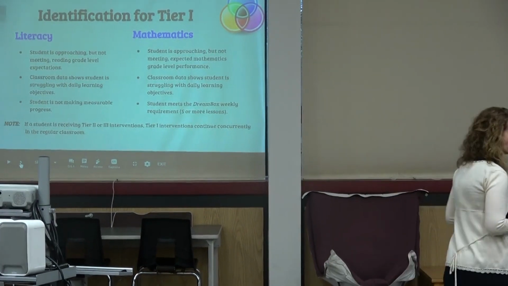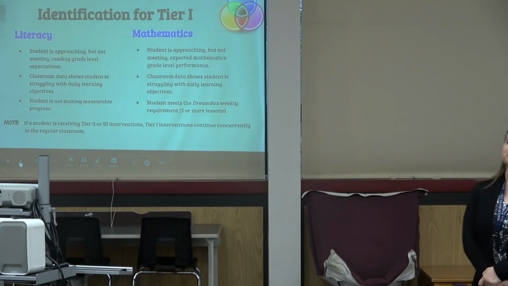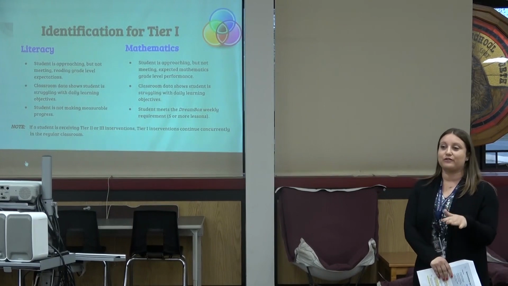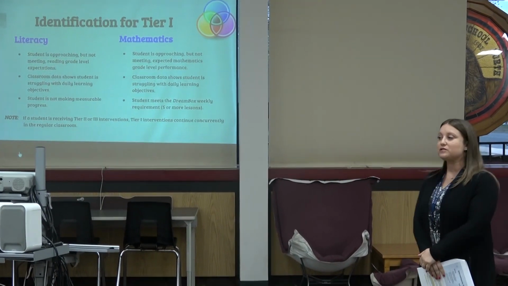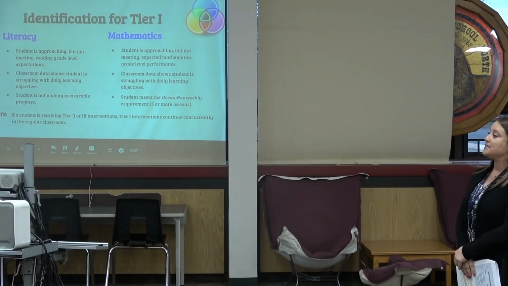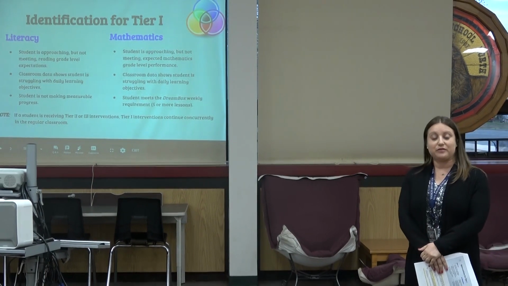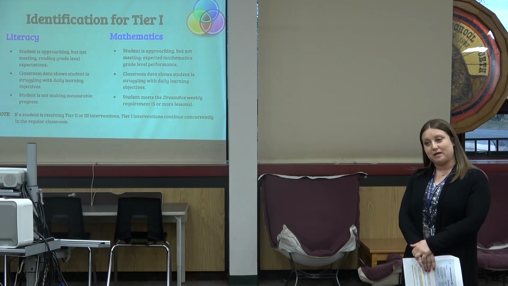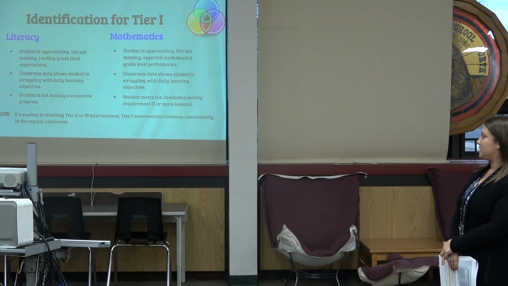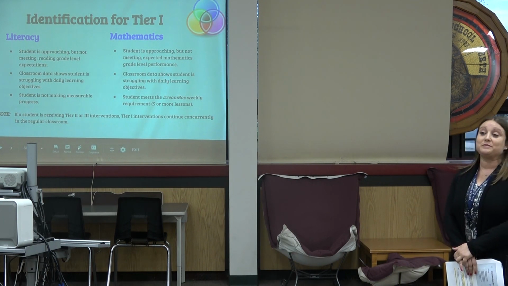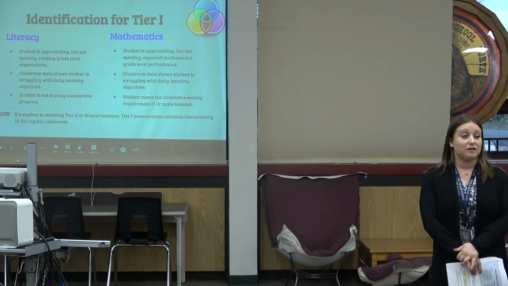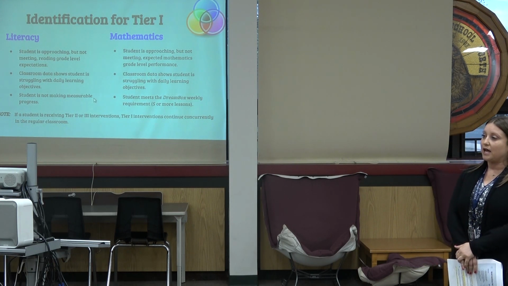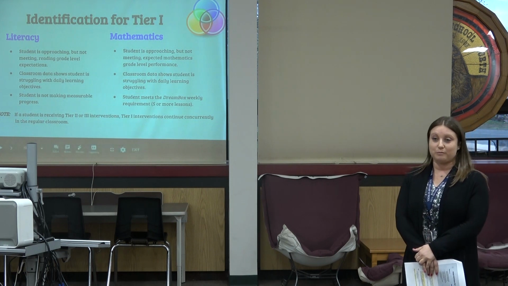Hi, good evening. So the intervention is a process, and it begins with Tier 1. That's the first layer that happens in the classroom. Students are identified as approaching expectations, but they're not meeting their expectations, so they need some extra support to help them make progress. That's where Tier 1 comes in. The classroom data is showing that the student is struggling in a specific area, and they need help to move them forward and progress in their reading or in their math.